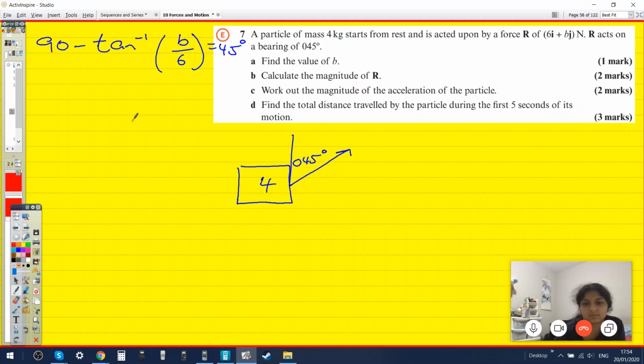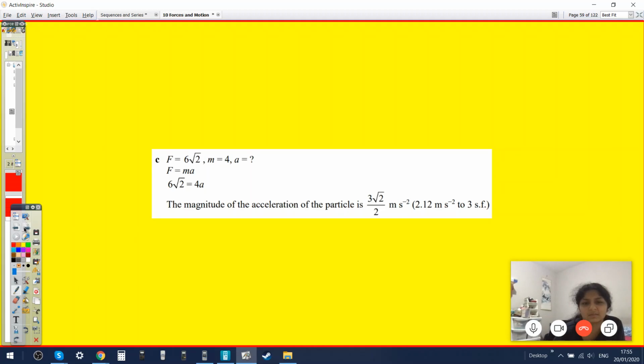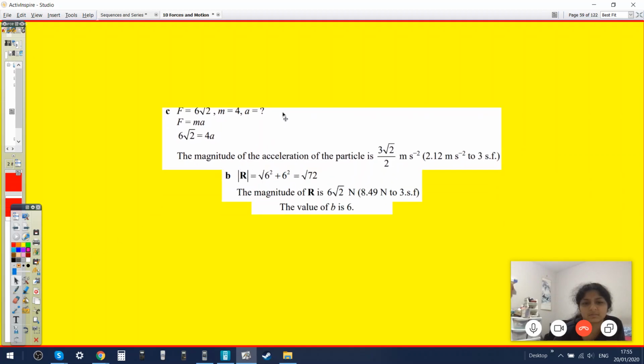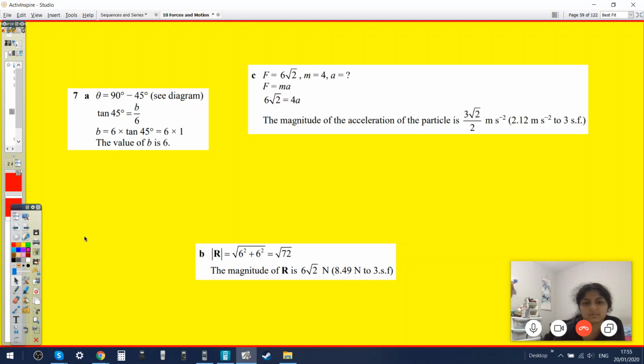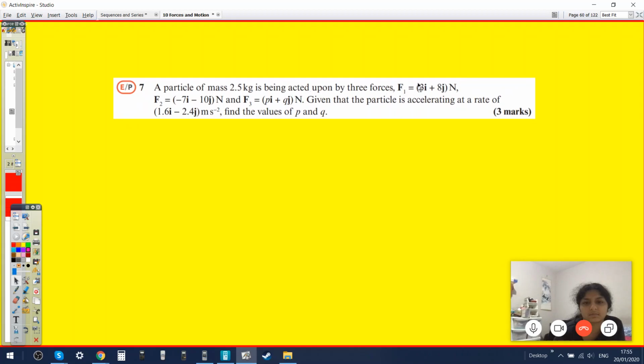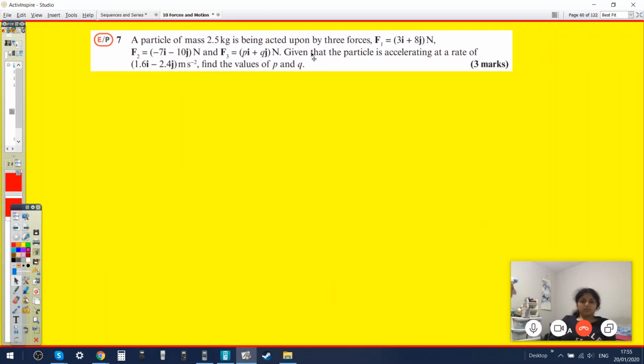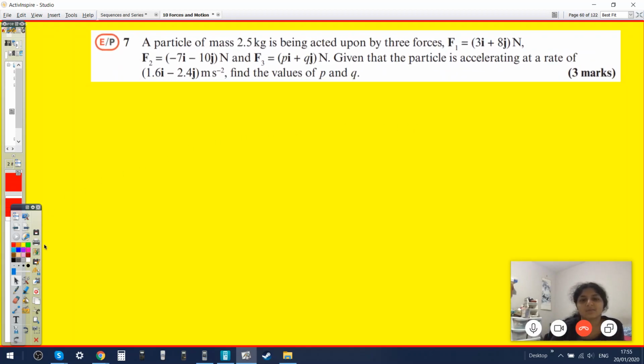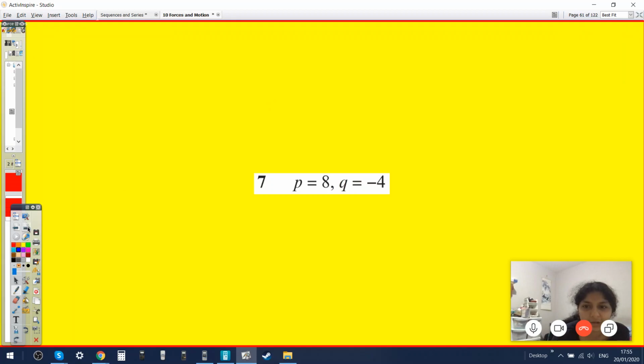How would we do D? You might have to do all the previous parts to get that. Yeah, you need Suvat for that. Do I have D? Oh, tell me I have D somewhere. No. Okay. Particle of mass 2.5, 3 forces. Given that the particle is accelerating at this rate, how would you do this one? You know what mass and acceleration is, so then you know what F1 plus F2 plus F3 is equal to. And then you can just find P, Q. Yeah, I think you'll be alright.